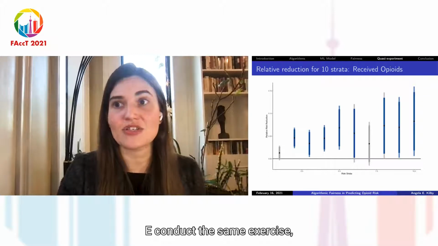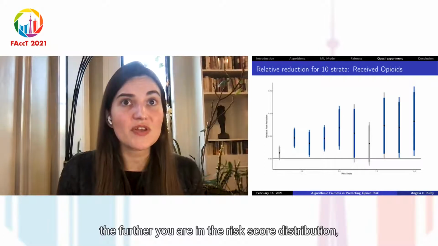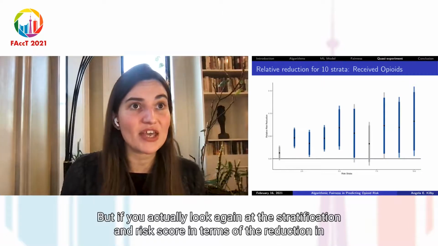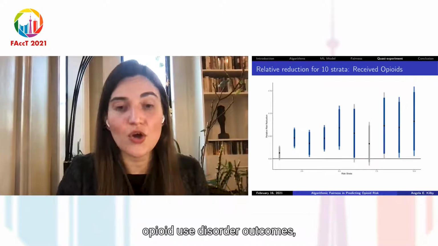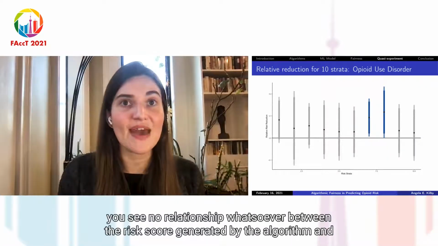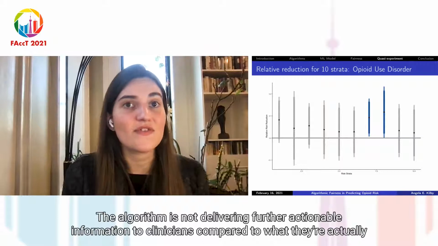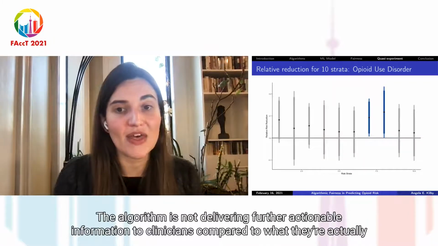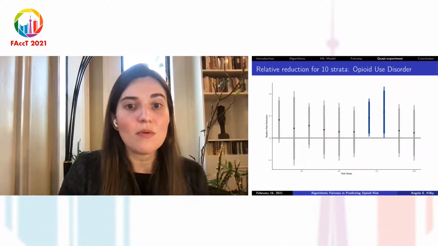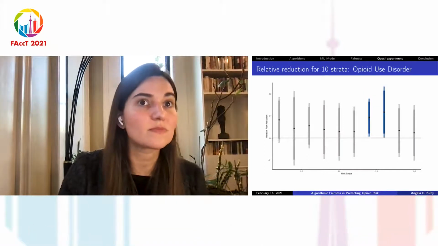I conduct the same exercise looking at 10 strata, finding the exact same result. The further you are in the risk score distribution, the more the machine says you should have your opioid prescribing reduced. But if you actually look again at the stratification and risk score in terms of the reduction in opioid use disorder outcomes, you see no relationship whatsoever between the risk score generated by the algorithm and improvements in opioid use disorder outcomes. The algorithm is not delivering further actionable information to clinicians compared to what they are actually doing. Again, they are behaving similarly to what the algorithm recommended, but there does not seem to be any relationship here between risk score and outcomes.